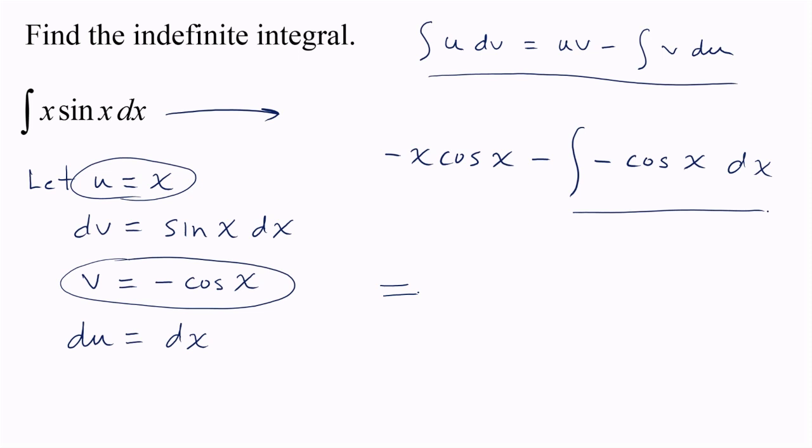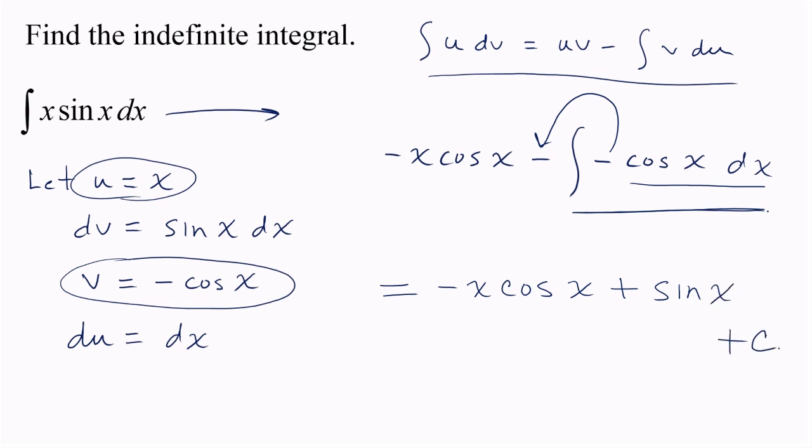So this is equal to the negative x cosine x. And now let's evaluate this integral. Well, we can pull this negative sign out, and with this negative sign creates positive, and then the antiderivative of cosine x dx is just sine x plus some constant c. So the final answer is negative x cosine x plus sine x plus c.